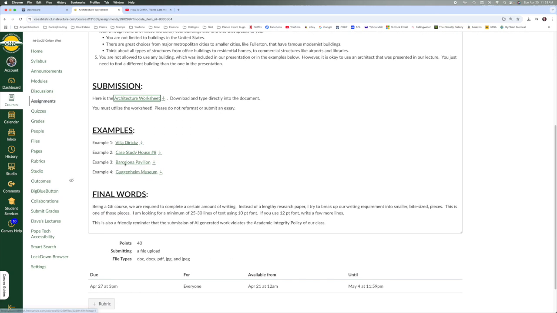I do have some examples from past students here, and again, none of these buildings can be used for the project. What I'm looking for, bottom line, is when you are done with this project, having filled out all the sections, I'm looking for about 25 to 30 lines of text that you've written. And the project is worth 40 points.